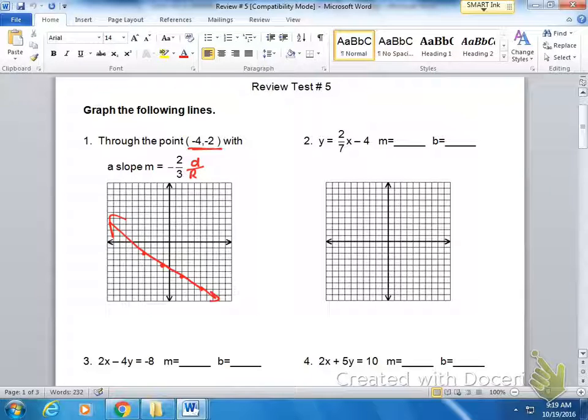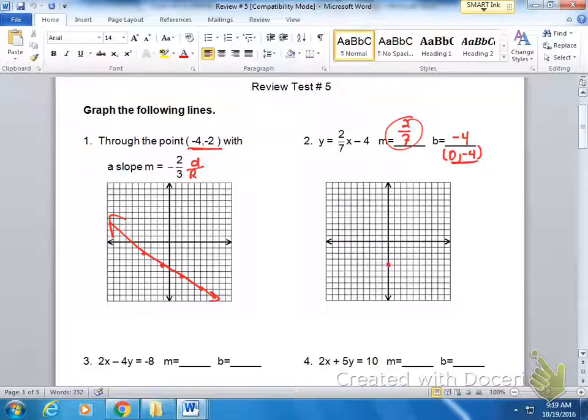Another type of problem you might see would be where they give it to you where it's already y equals. Well, this asks for the slope and the y-intercept. Well, the slope is 2/7. The y-intercept is -4, or we could say 0, -4. So this is our starting point. This tells us what direction.